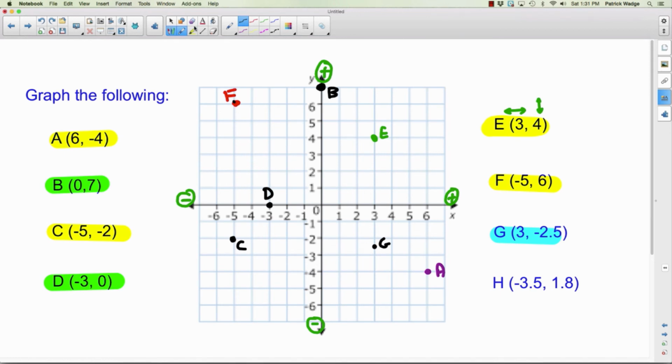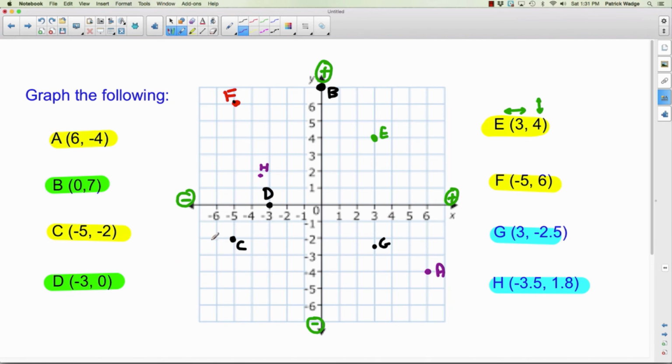Okay, and the last one is going to be a very strange one. It is negative 3.5, 1.8. So negative 3.5 would be 1, 2, 3, and a bit, so here. And then we have to go up 1.8. Well, there's 1, and we want to be 1.8, so it's closer to 2, isn't it? So it's going to be somewhere there. Now, am I guaranteeing that's exactly where it is? No, but it's pretty darn close, right? If I make my dot a little bit bigger, I'm sure it must be there. So there's my H right there.